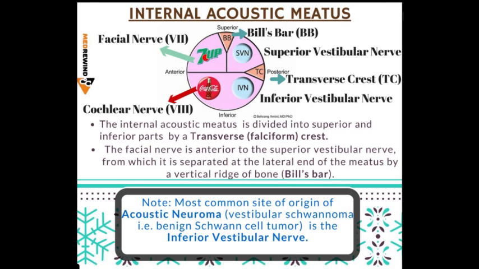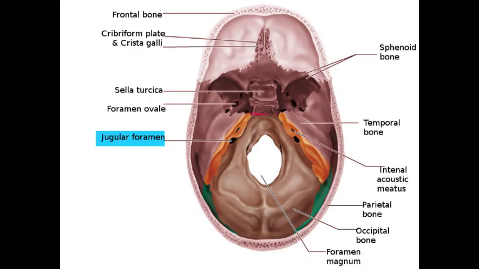Now we have cranial nerve number 7, which is the facial nerve, and the vestibulocochlear nerve. I call them brothers in the sense that they pass through the same meatus or canal, the IAM, the internal acoustic meatus. Now, cranial nerves 9, 10, and 11, that's the glossopharyngeal nerve, the vagus nerve, and the spinal accessory nerve, all pass through the jugular foramen.